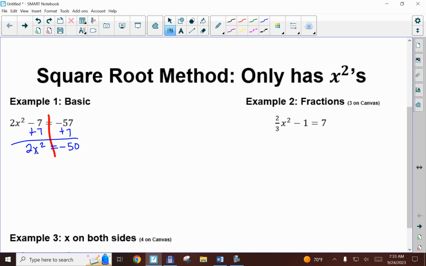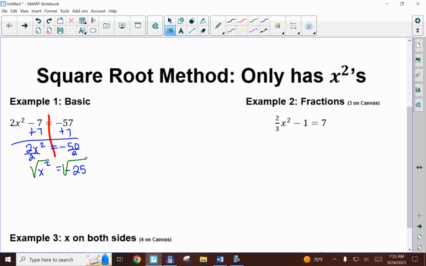And then I need to try to get this x by itself, so I need to get rid of the 2. So I have to divide by 2, divide by 2. So then we're left with x squared equals negative 25. Now at this point, we have isolated the x squared. So to get the squared to go away, all we have to do is take the square root.